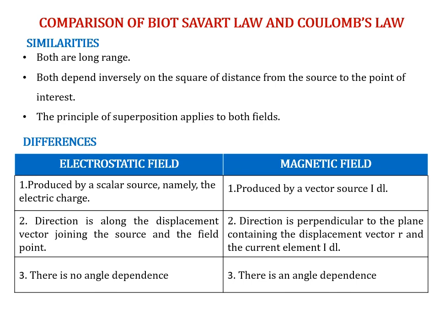Next, the direction of electric field is along the line joining the charge and the point under consideration. It is along the line joining the two, that is the source and the point at which the field is determined. Whereas the magnetic field is perpendicular to the plane containing the displacement vector r and the current element IDL.